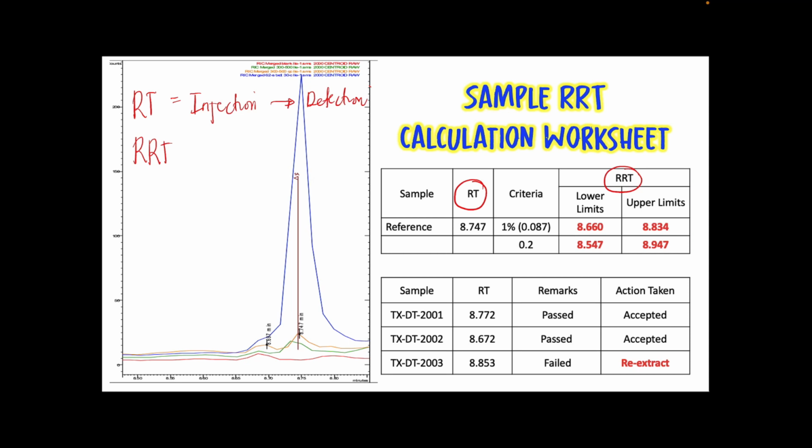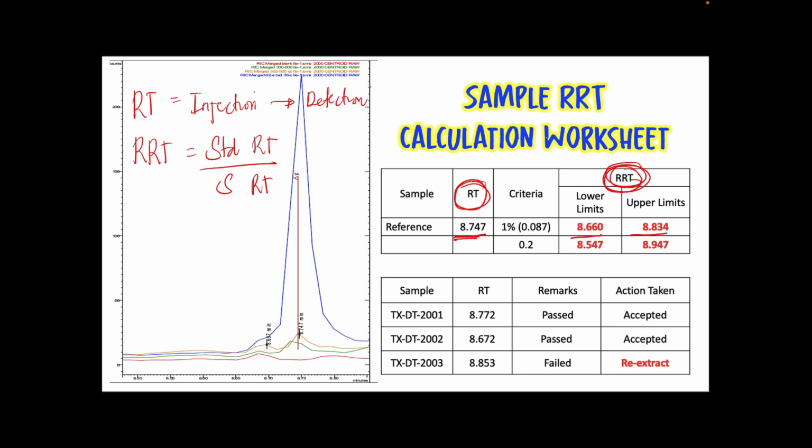This RRT is the relative retention time. This is an expression of a sample's retention time relative to the standard's retention time. So you're comparing the retention time of the sample to the retention time of an internal standard. The formula is the standard retention time over the sample retention time. That's for RRT. In this example, the retention time of the internal standard is 8.7, with an RRT lower limit of 8.6 and an upper limit of 8.8.